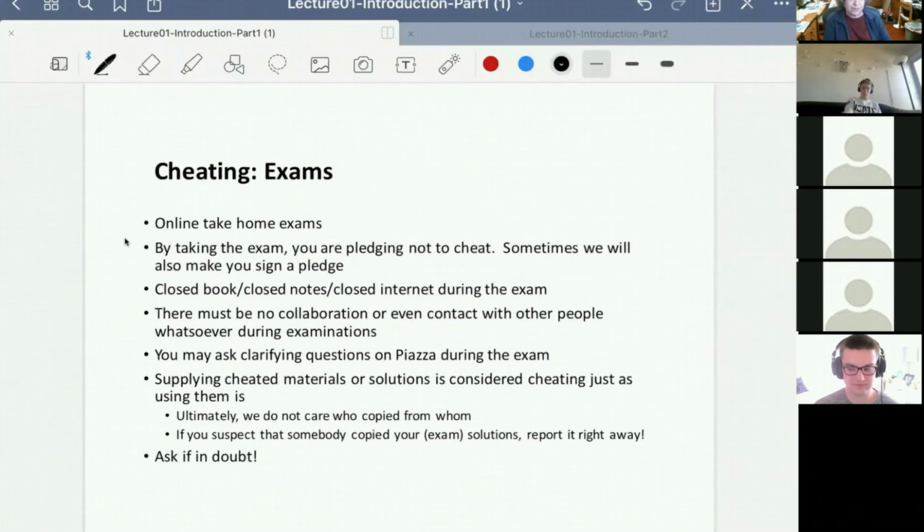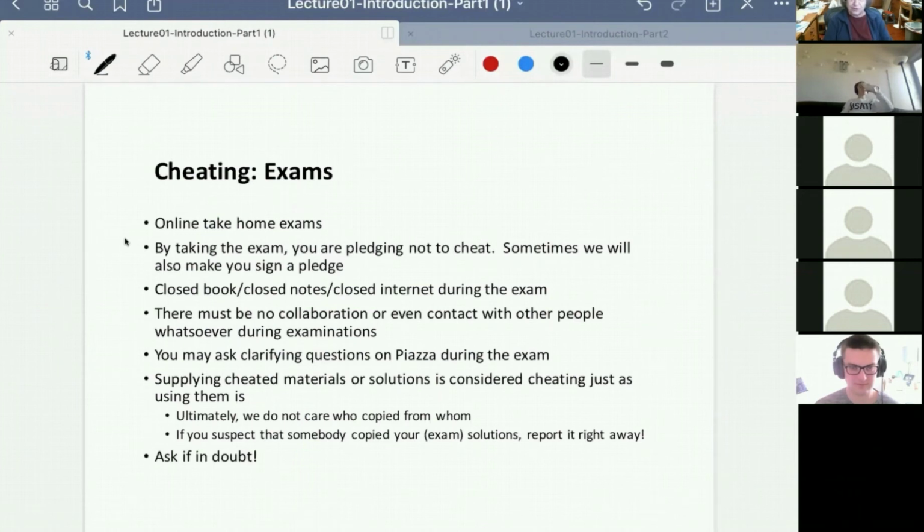On exams. So these are online take-home exams. By taking the exam, you're pledging not to cheat. Sometimes we'll also make you sign a pledge so that you're well aware that you're not supposed to cheat. The exams and quizzes are closed book, closed notes, and closed internet. Well, I can't say closed internet. That means don't go online looking for solutions during the exam.